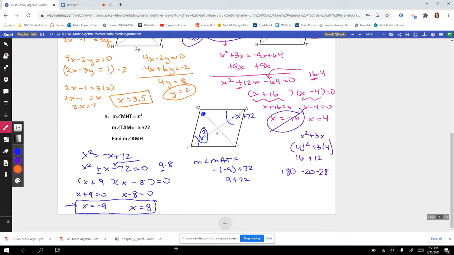Now they're asking us for the measure of angle AMH. We know that this angle is probably the easiest one to deal with because it's just one step. So we know that this angle has to be either negative 9 squared, which is 81, or if I use 8, then it's 64. So the measure of angle AMH is going to be 180 minus those values. So it's either going to be 99 or the measure of angle AMH is equal to 116. Okay, so there's your final answer there.